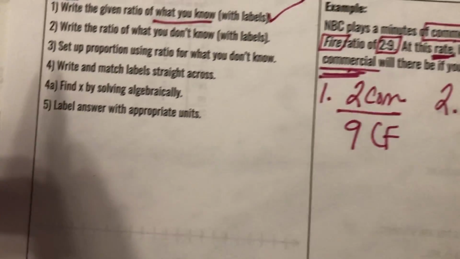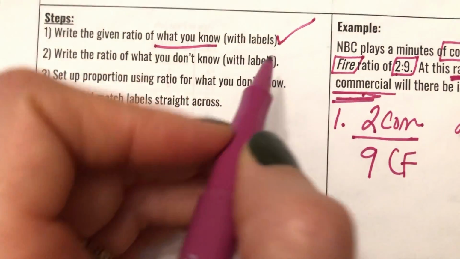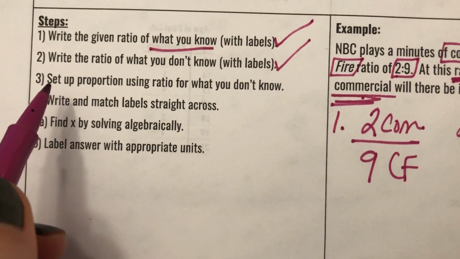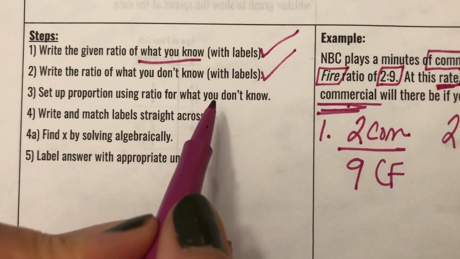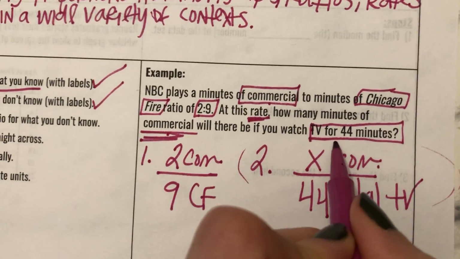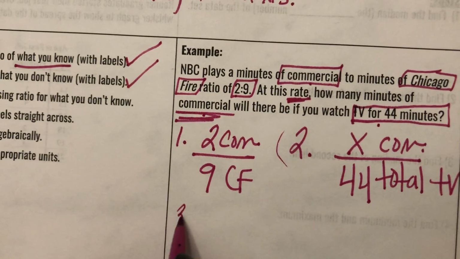Great. Let's go back to step 2. So I wrote the ratio of what I don't know. I use labels. Check. Now step 3 is telling me to set up the proportion using the ratio for what I don't know. So here's the ratio for what I don't know, number 2. And now step 3, I'm going to write a proportion.